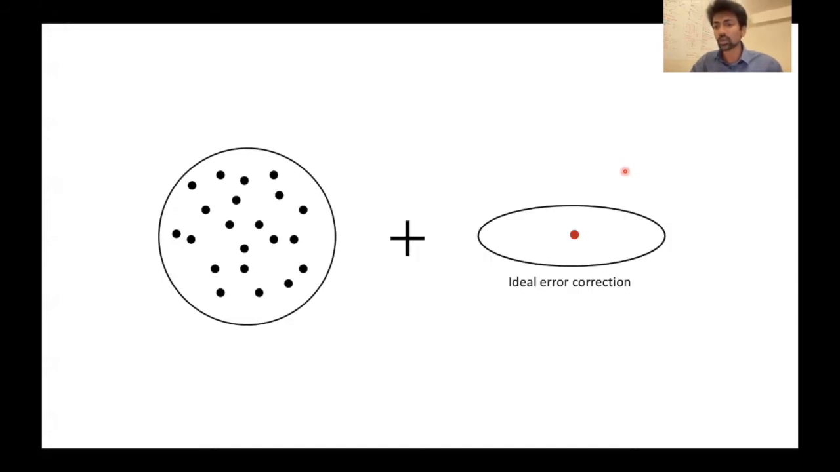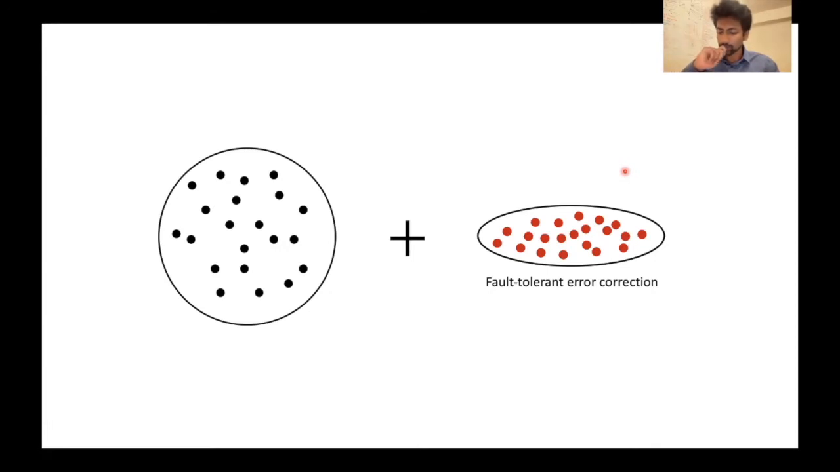Assume you have a group of qubits and you somehow manage to put them into a quantum error correcting code. In order to perform ideal quantum error correction, you will need at least one extra qubit. But unfortunately, we don't live in an ideal world. So in fact, we have to do fault-tolerant error correction. And the issue with fault-tolerant error correction is that you require many extra qubits.